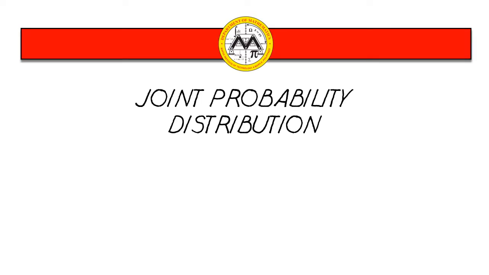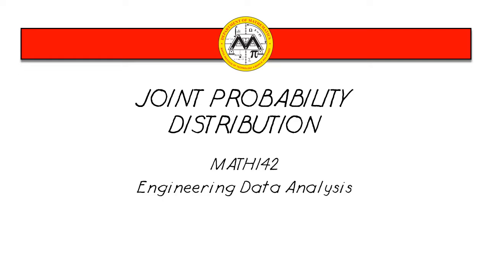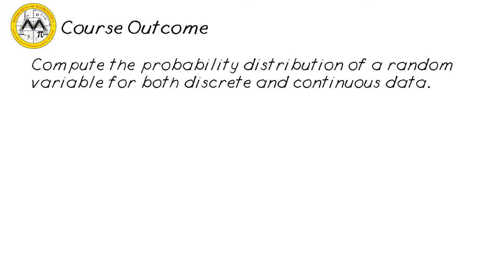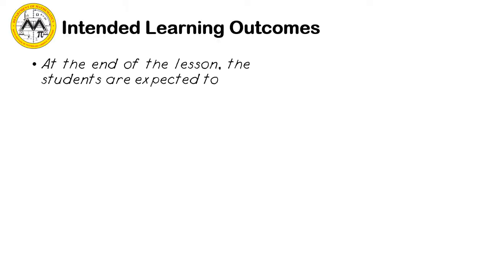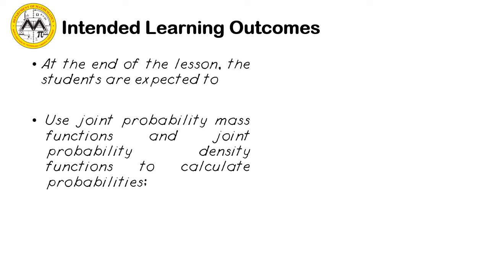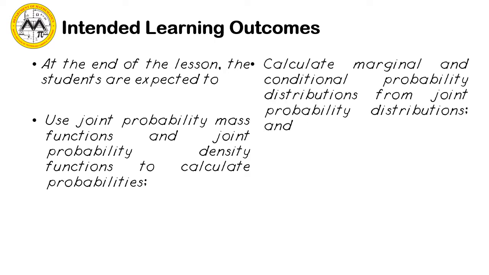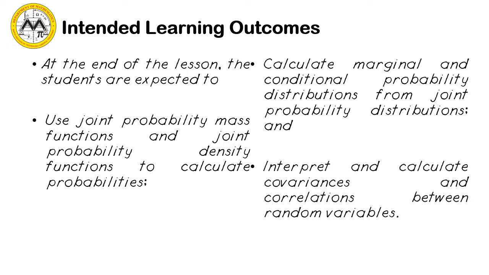Hello everybody. Today we're going to have joint probability distribution. This still addresses the course outcome computing the probability distribution of a random variable for both discrete and continuous data. The intended learning outcomes include using the joint probability functions and joint probability density functions to calculate probabilities. Calculate marginal and conditional probability distribution from joint probability distributions, and interpret and calculate covariances and correlations between random variables.